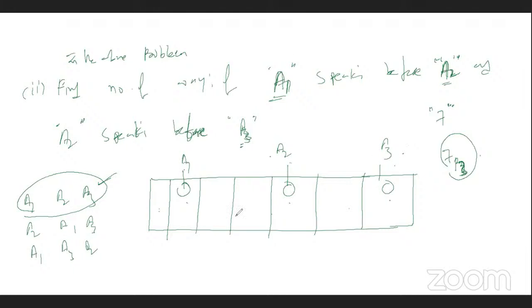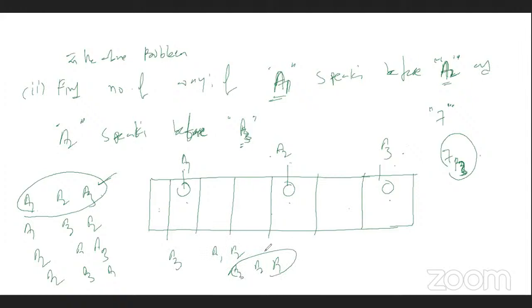How many such arrangements are coming? A1 A2 A3, A1 A3 A2, A2 A1 A3, A2 A3 A1, A3 A1 A2, A3 A2 A1. Is it right? In the 7P3, all we are counting it. But what we need, only this part we need.